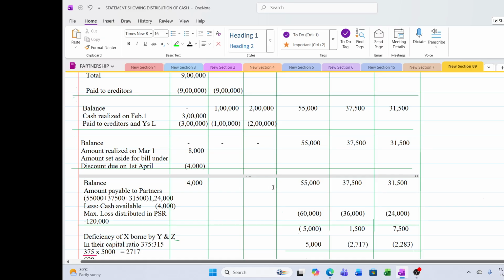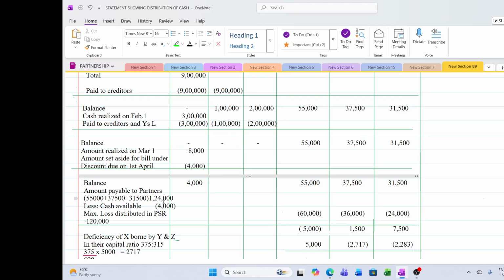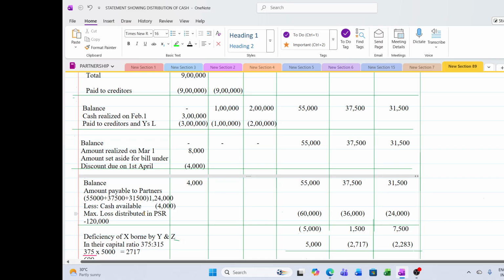First, what we are going to do, how much is due to these three partners? We are going to total that amount, 55,000 plus 37,500 and 31,500. So the total comes to 1,24,000. We have to make payment to these three partners. But how much do I have in my hand? Only 4,000.